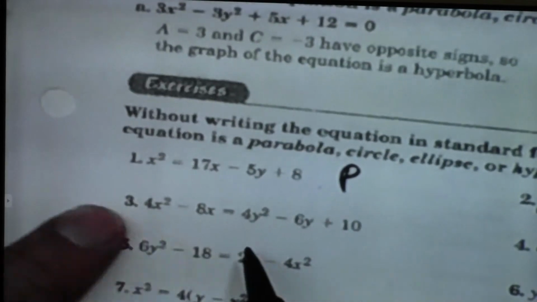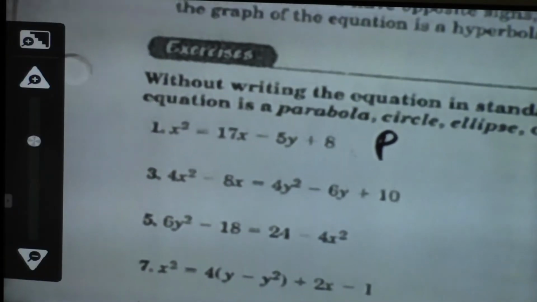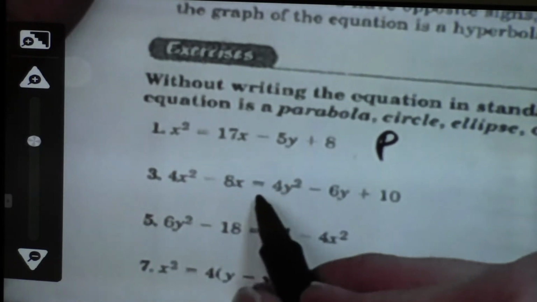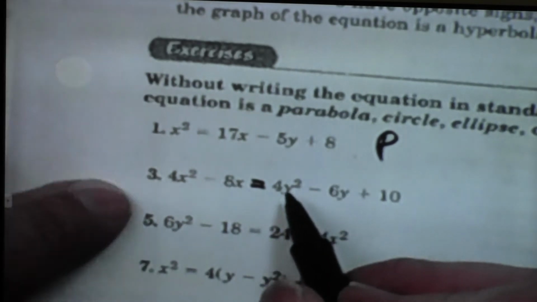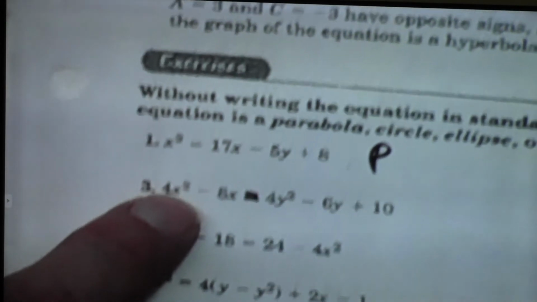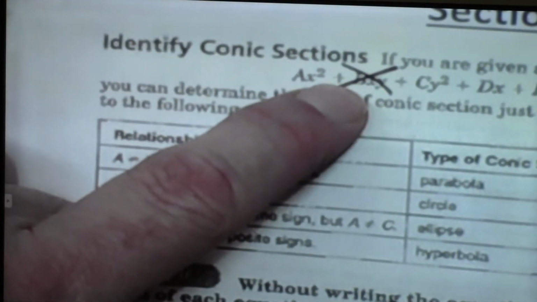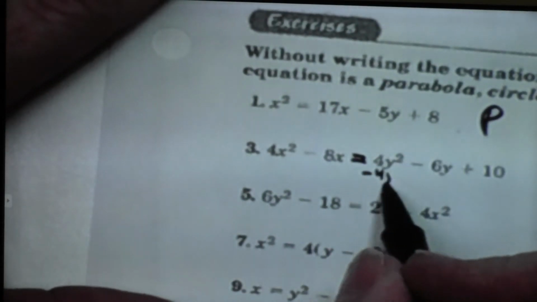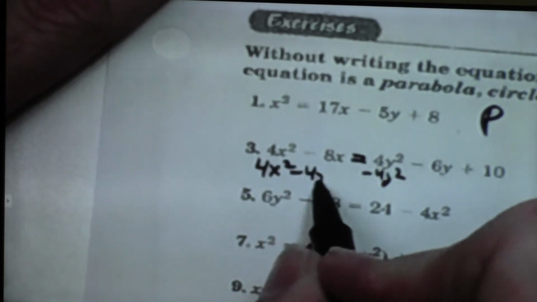Number 3, now this one has a trick in it. 4x squared minus 8x equals 4y squared minus 6y plus 10. It looks like the 4's are the same, but one of the things about this equation is they're on the same side. Right now in number 3, they're not on the same side. So I'm going to need to subtract this 4y squared and bring it over here. So it's 4x squared minus 4y squared, and now you know what this is.